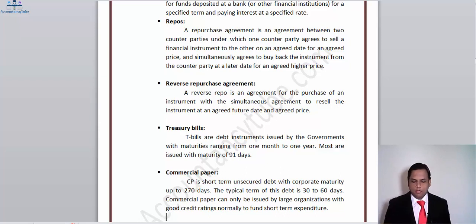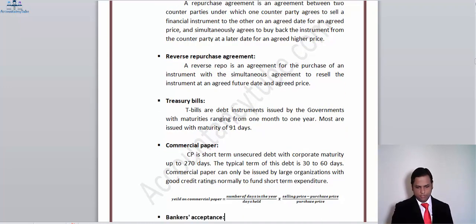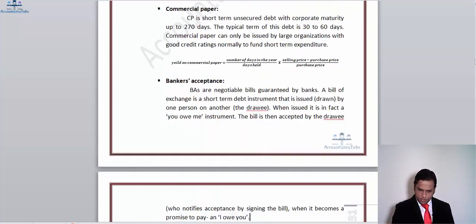That is, the bank is willing to purchase the instrument with a simultaneous agreement to resell those instruments at a later date at an amount above the rate at which it has purchased. That's how the bank has made the profit.